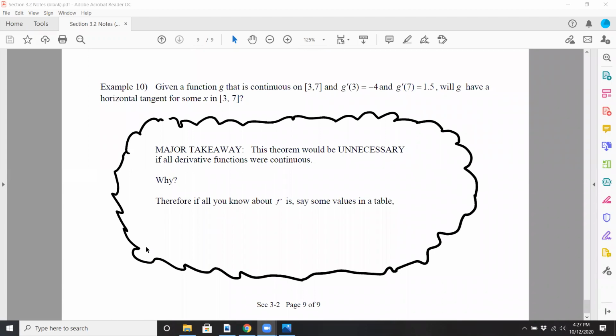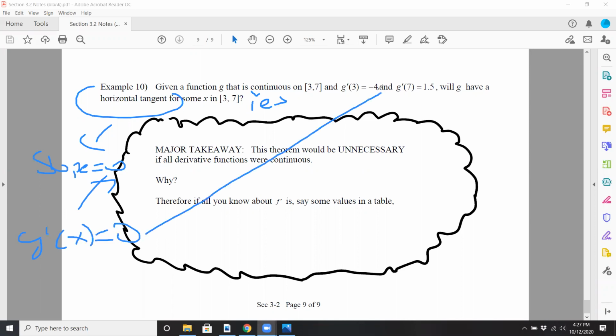Let's wrap this up with example 10. Given a function g that's continuous on 3 to 7, and g prime of 3 is -4, g prime of 7 is 1.5, will g have a horizontal tangent? And the answer is yes. Horizontal tangents have a slope of 0. That means that the derivative, g prime of c, or because we'll use x instead, g prime of x will have to equal 0, and 0 is clearly between these two numbers here.